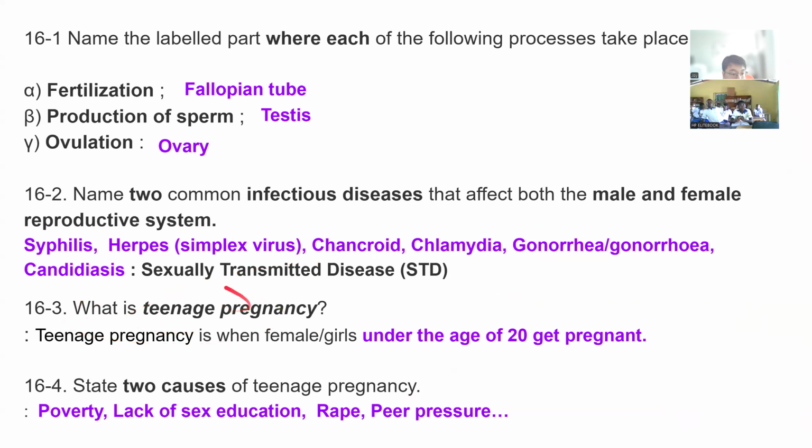And the next question asks, what is teenage pregnancy? And teenage pregnancy is when girls under the age of 20 get pregnant. And the two causes for that can be from poverty, lack of sex education, rape, or even peer pressure.